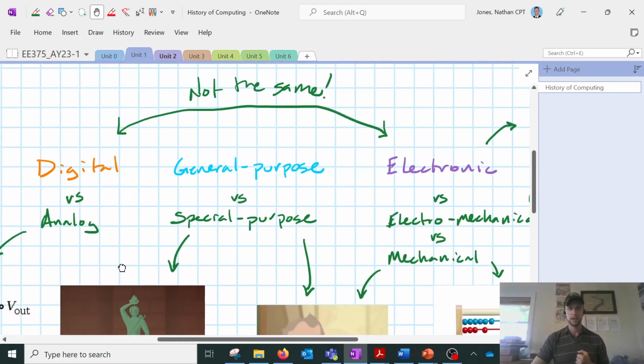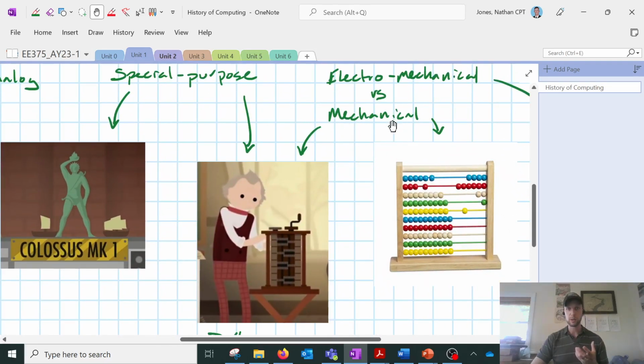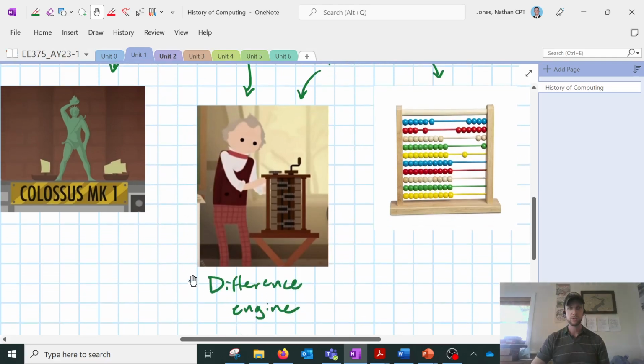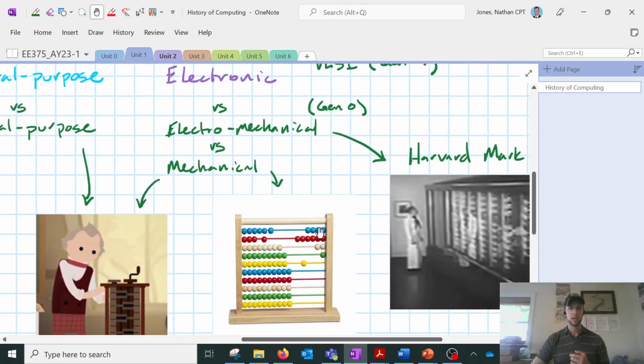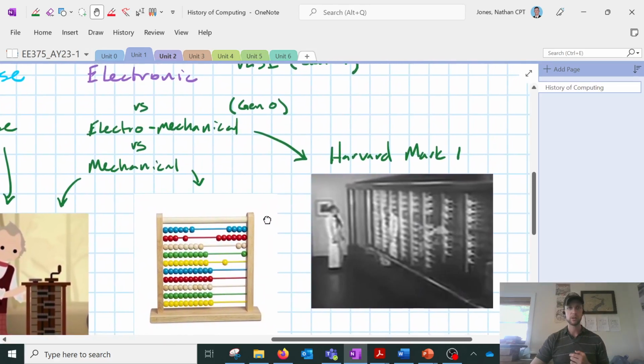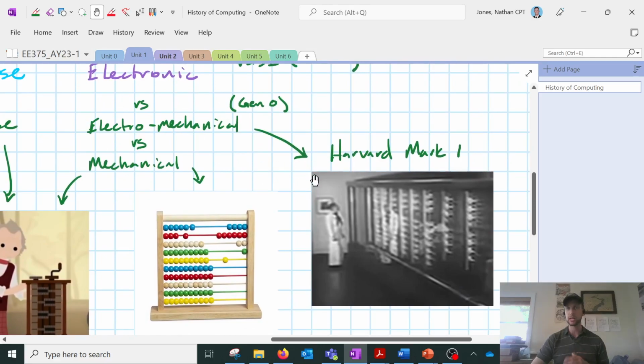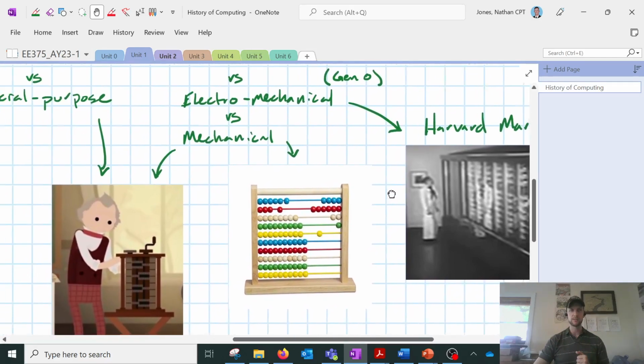Okay. So computers were digital, they're electronic. Another example of a mechanical computing device was Charles Babbage's difference engine. That was a mechanical computing device. And when we talk about electromechanical, a classic one there is the Harvard Mark I. This is the computer that, if you remember from the video, was using relays to open and close switches, or open and close circuits. So that's an example of an electromechanical computing device.